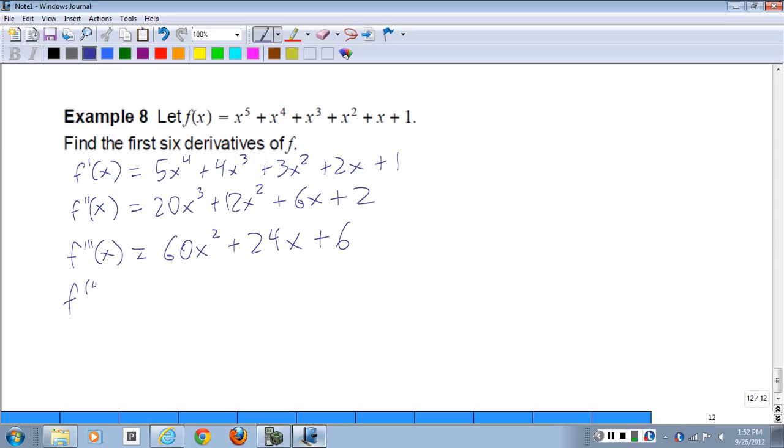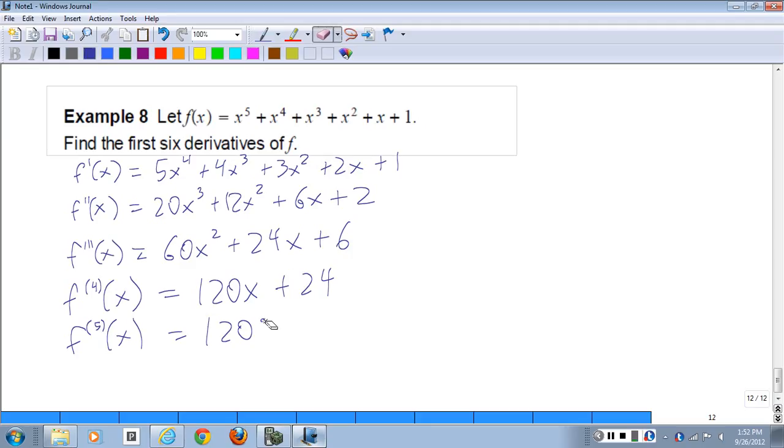Fourth derivative with respect to x is 120x plus 24. Fifth derivative is 120. And the sixth derivative, of course, is 0. There we go.